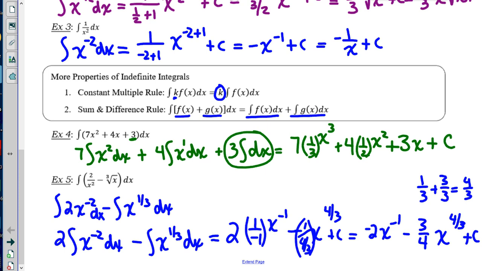So please bring any questions you have to class, and I hope you are comfortable with the antiderivative using the power rule.